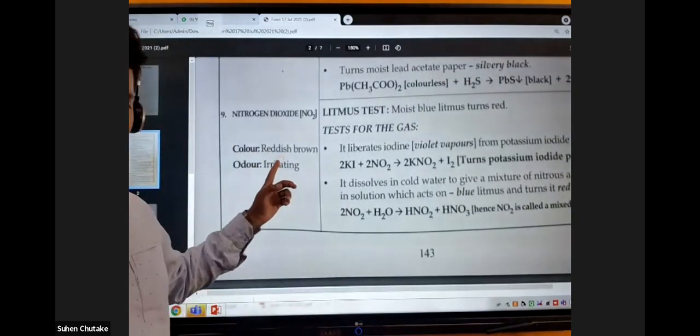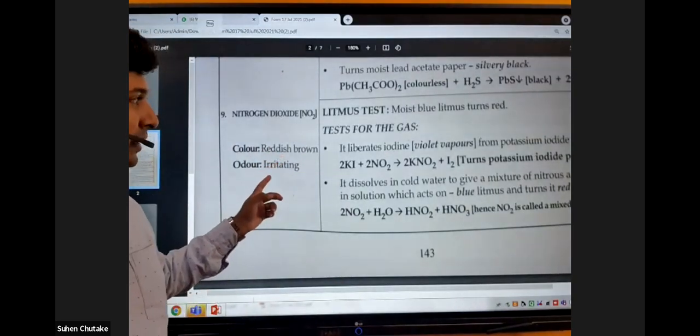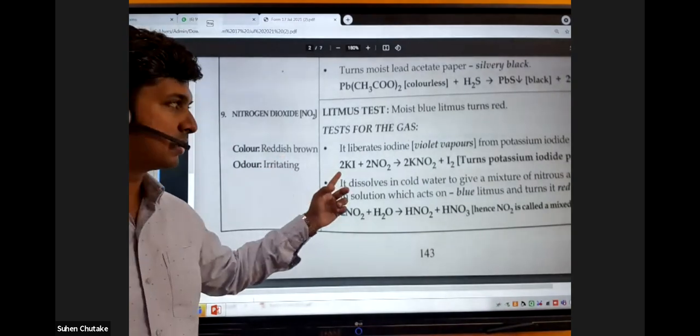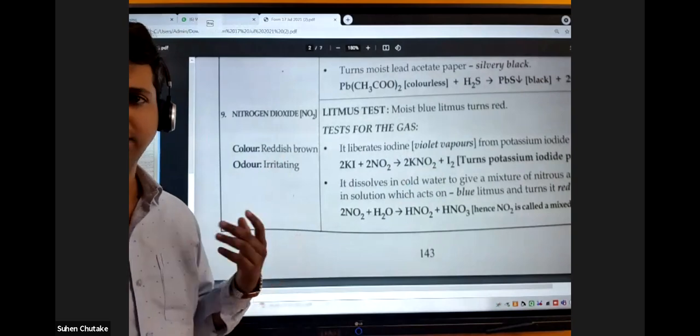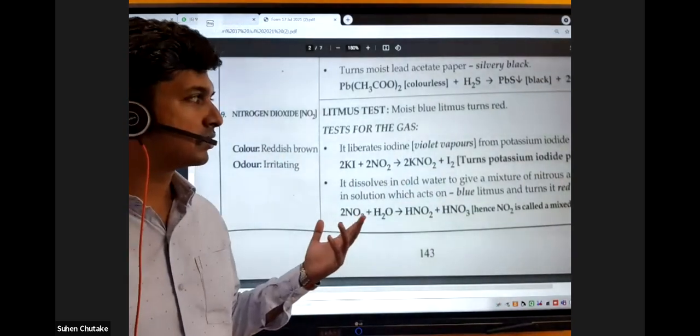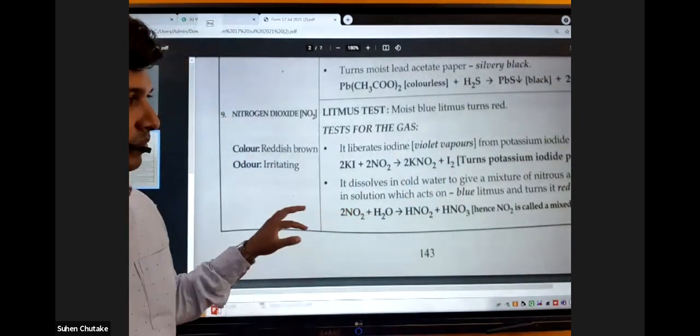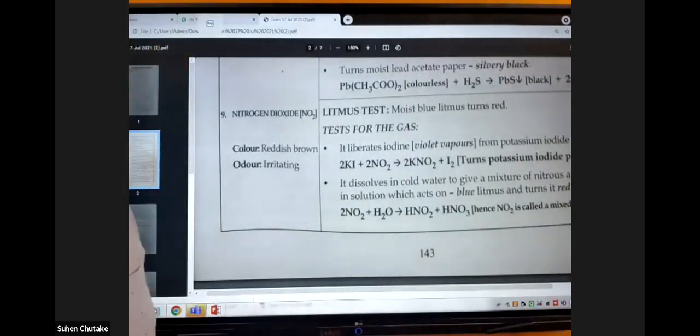Nitrogen dioxide is again very easy to identify. It's reddish brown in color, and its odor is irritating. When you treat it with KI, again it gives you I2. I2 has a blue color itself, and it also turns your potassium iodide paper to what is that written?